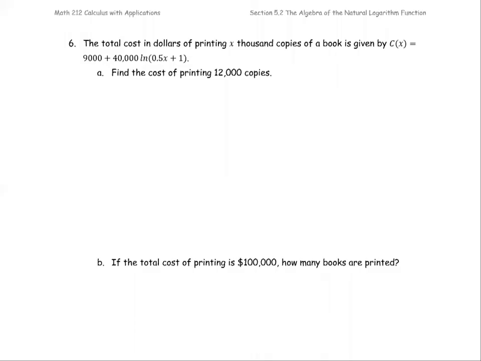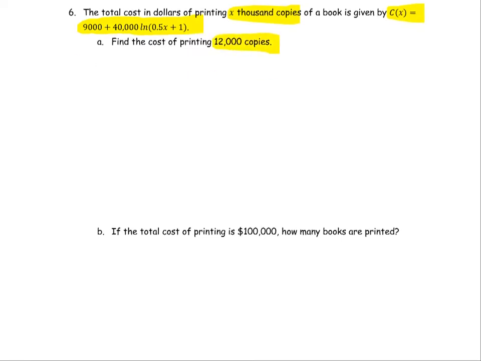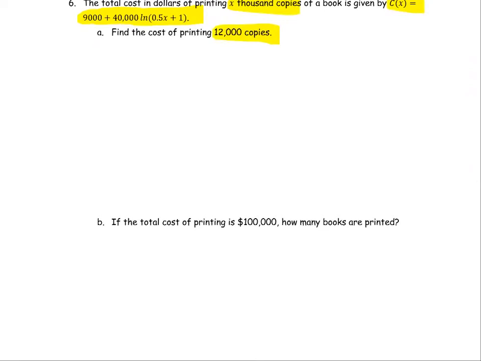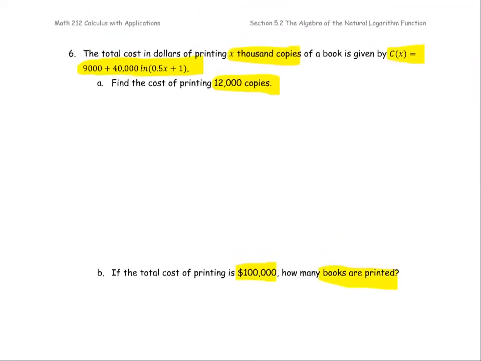In this problem, the total cost in dollars of printing x thousand copies of a book is given by C(x) equals 9,000 plus 40,000 times natural log of 0.5x plus 1. Part A: find the cost of printing 12,000 copies. And part B: if the total cost of printing is $100,000, how many books are printed? Let's get started with the first one.